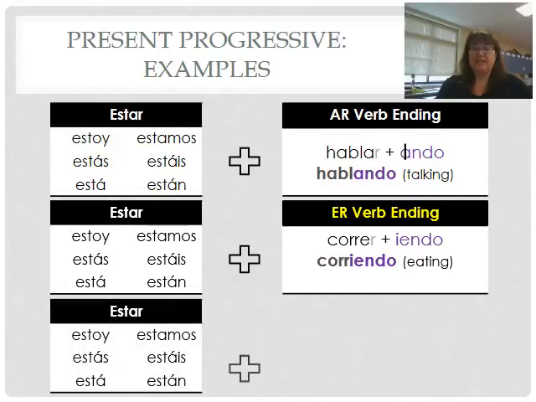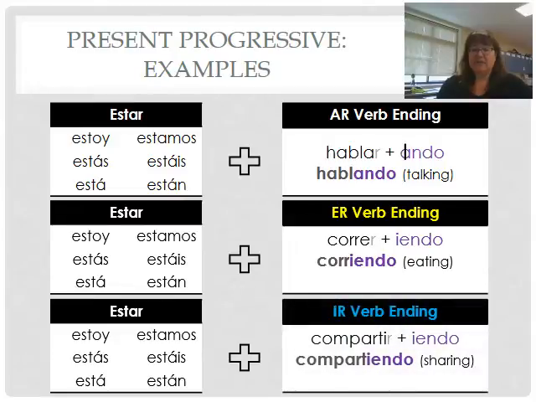Again, estar. Let's look at an IR verb. Now an IR verb works pretty good. You drop the R, add an IENDO ending. It's just ER is a little tricky here. So compartiendo is sharing. Corriendo is not eating. That would be running. And hablando is talking.